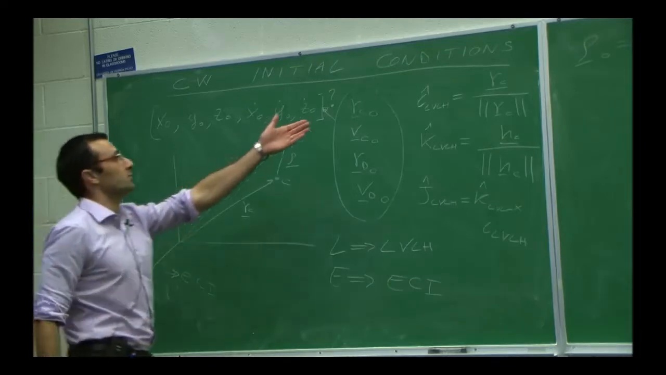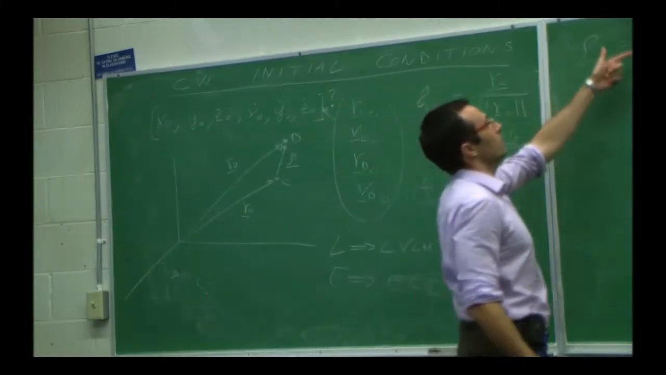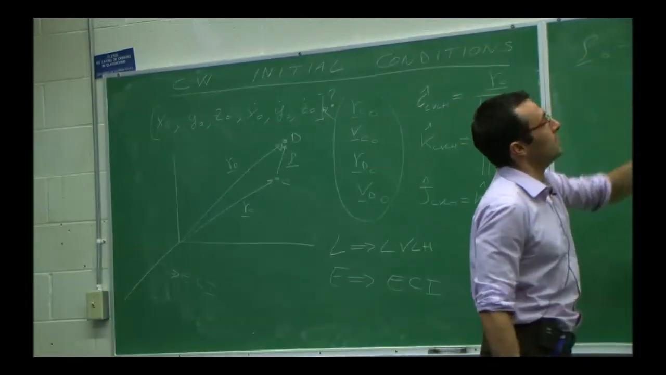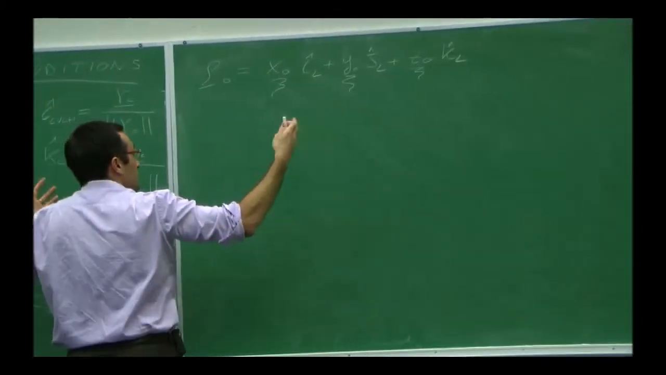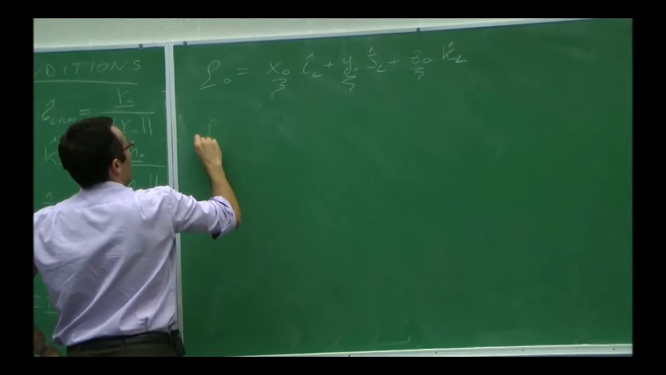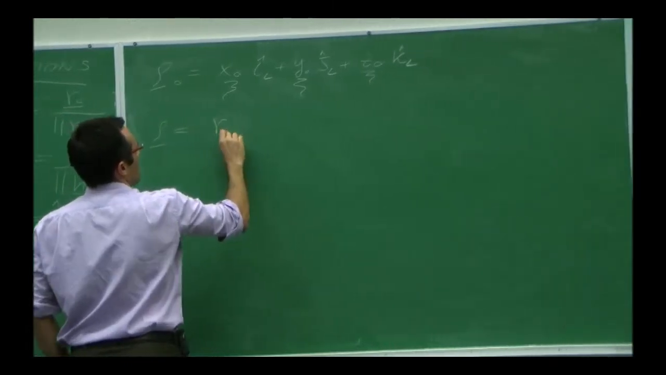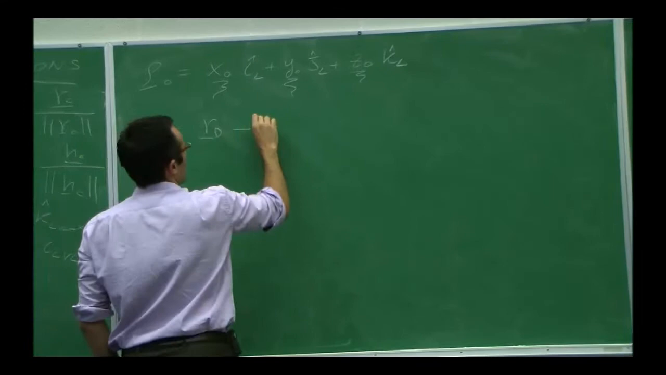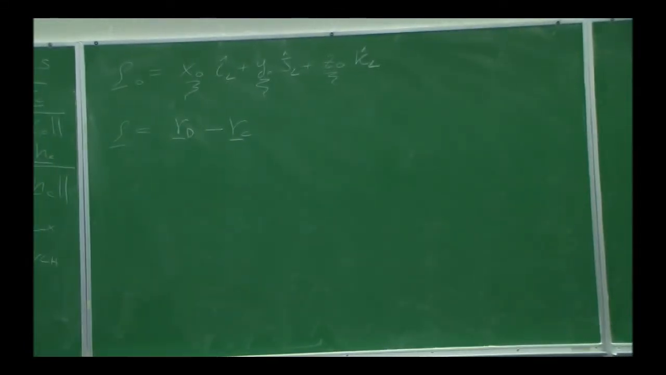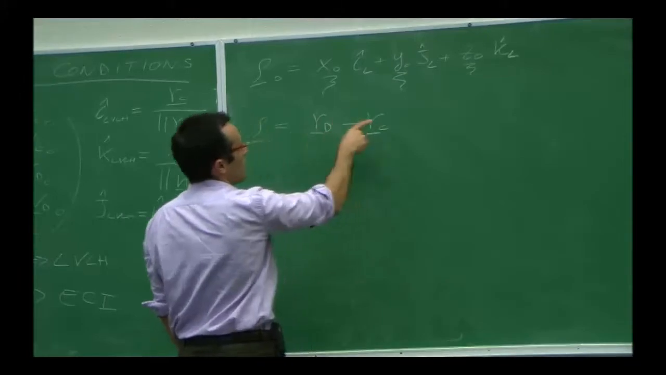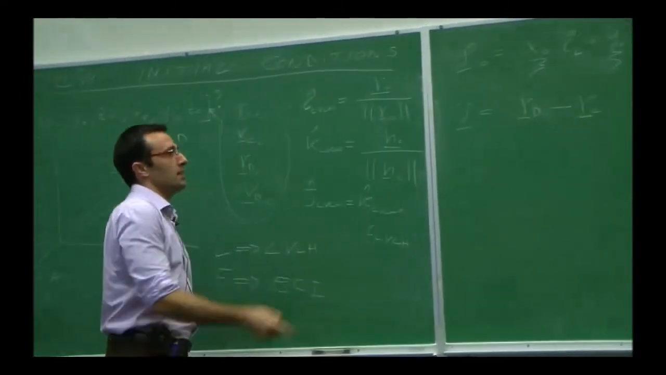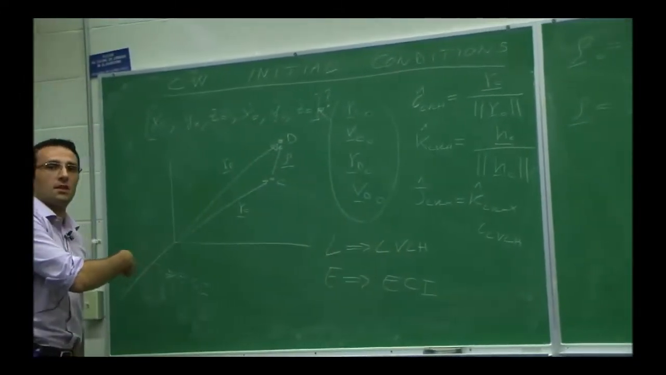But the point is I need to find the projections of this vector in the basis. Well, what is that vector? Rho. Let me drop the 0, because, again, this is really valid at any time. Rho is the position of the deputy minus the position of the chief. Any concerns? No? Now, these two will most likely be expressed in ECI, in a basis fixed with ECI, right?